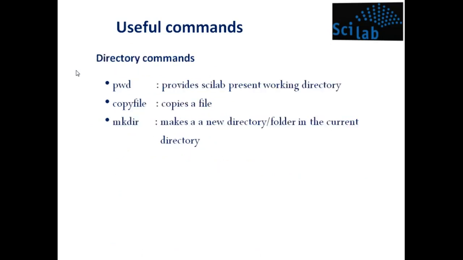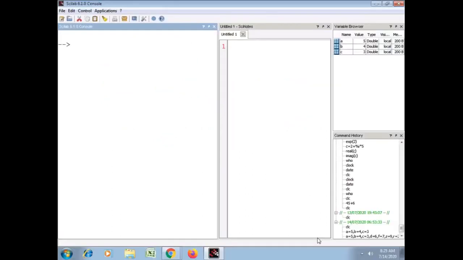Directory commands. PWD, present working directory, is provided by this command. The copy file command copies a file. The make directory command makes a new directory or folder in the current directory.